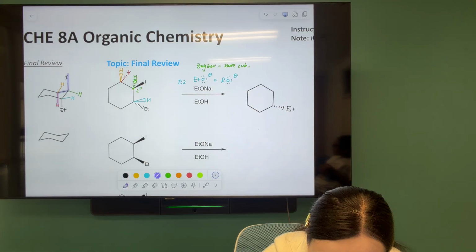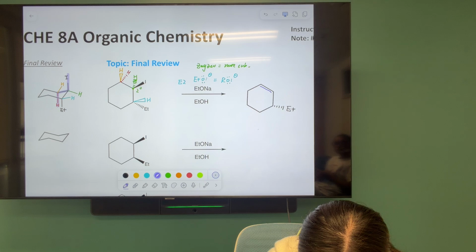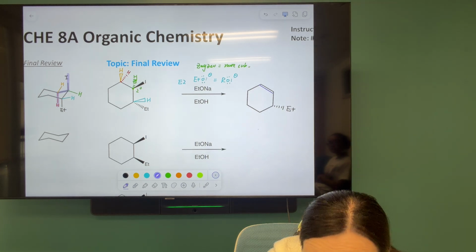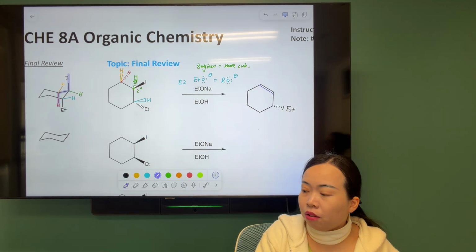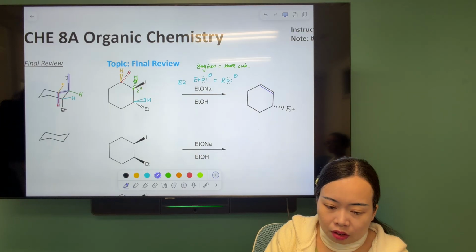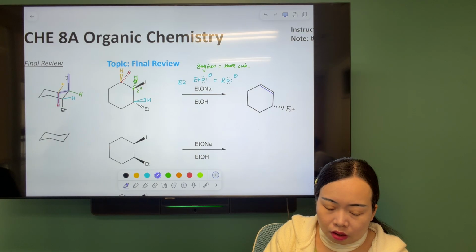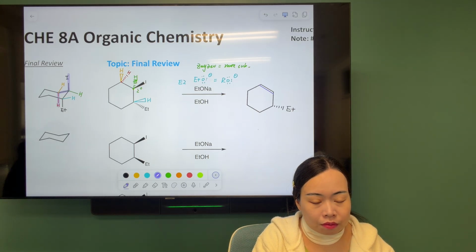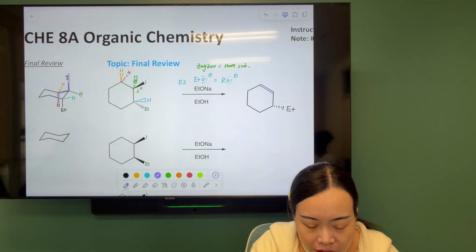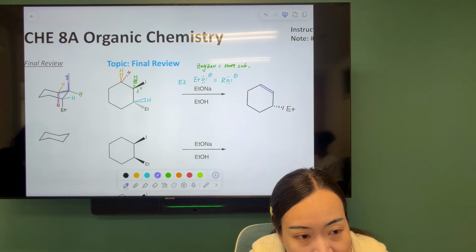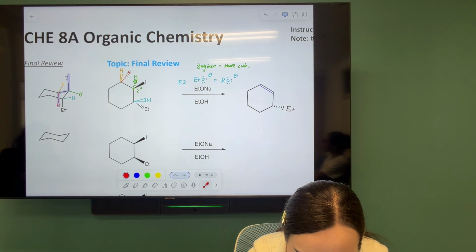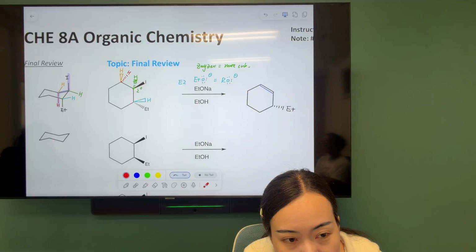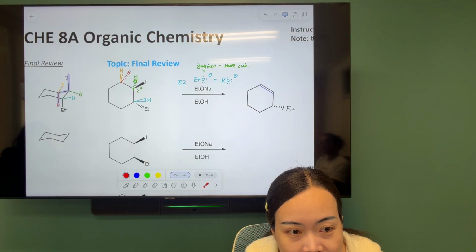Let me just do it with purple. This is going to be the only correct product. If you had picked a different hydrogen, the wrong hydrogen, how would it look different in the end? If you pick the wrong one, the double bond looks like it will form here. But it's wrong, right?